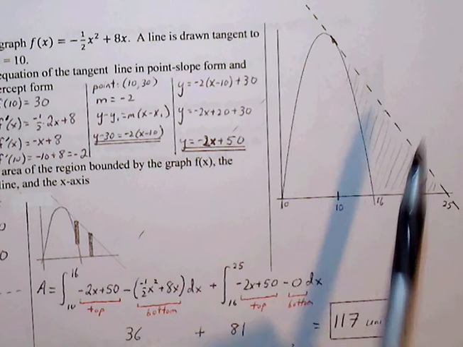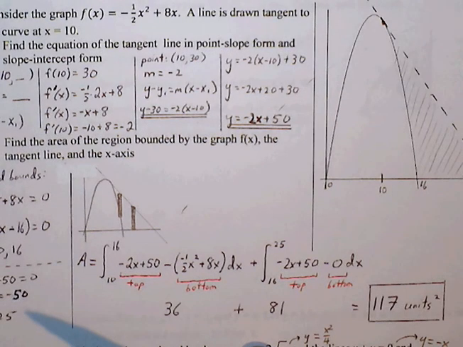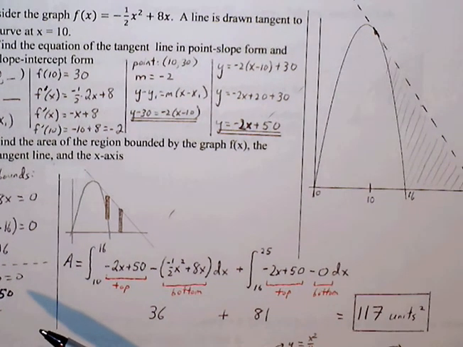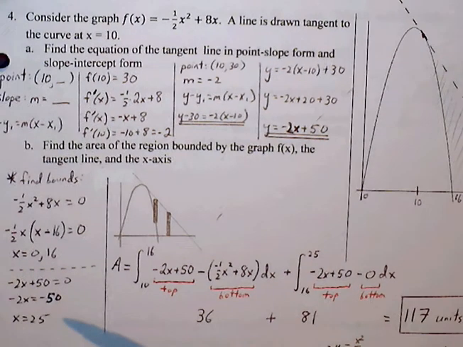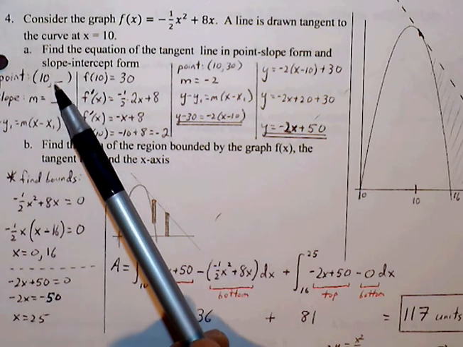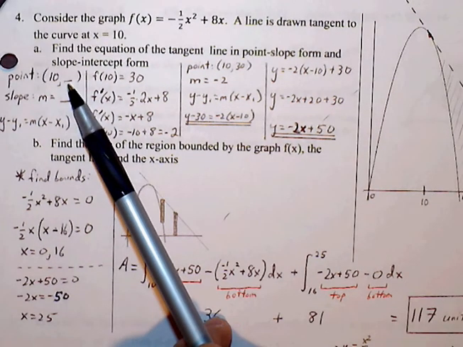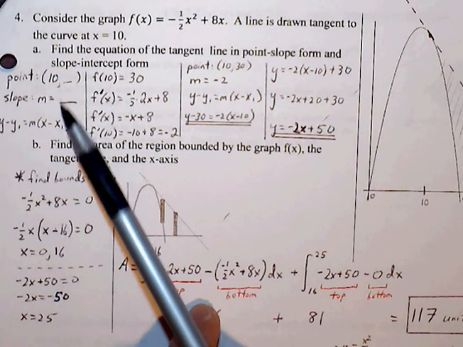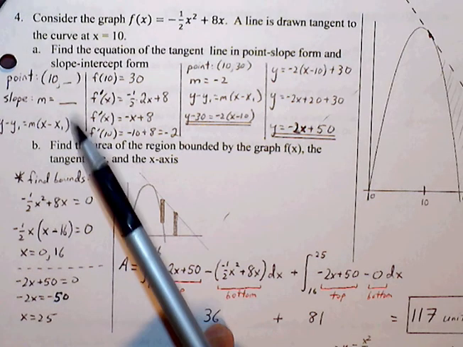Okay, so the first thing we need to do is find the equation of that tangent line in point slope form and in slope intercept form. Now, if we want to find the equation of a tangent line, we need two pieces of information. We need a point on the line, the ordered pair, and we also need the slope of that line so that we can put it into point slope and then convert it to slope intercept.